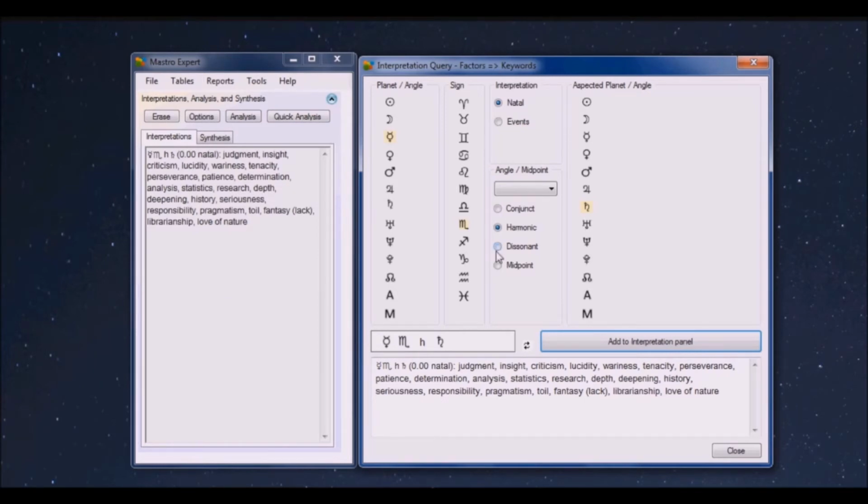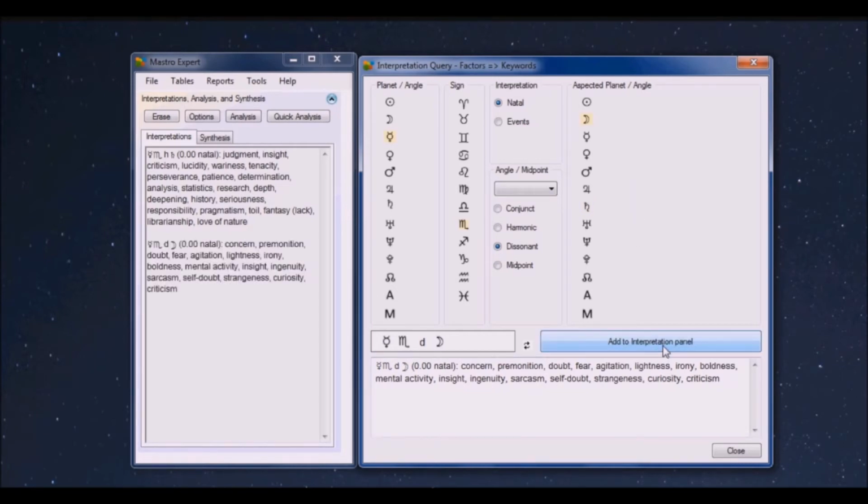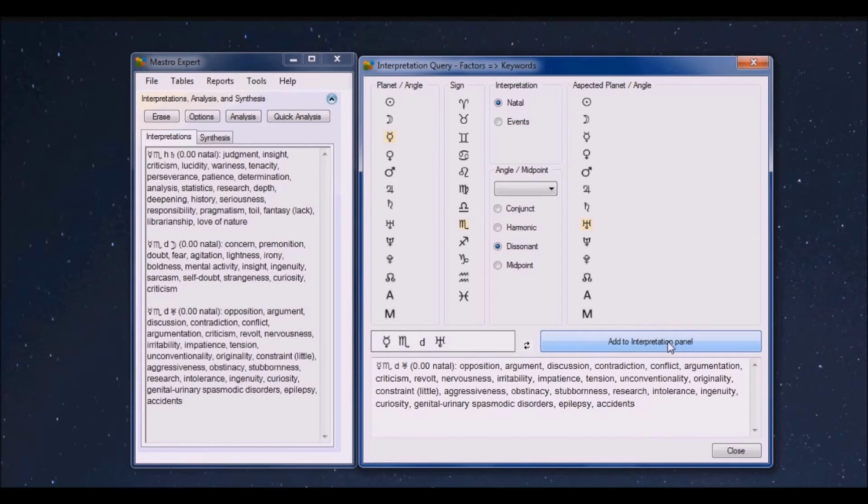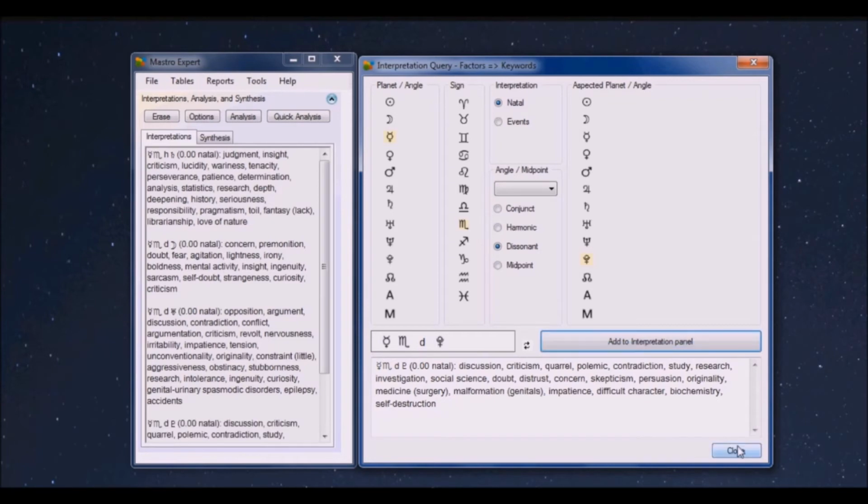So, from memory, I remember this Mercury Scorpio man also has a semi-square from Mercury to Moon. Agitation, fear, doubt, curiosity. I add it to the panel. I remember also that he has a sesqui-square from Mercury to Uranus: impatience, tension, opposition, discussion, contradiction, research. I add it. And finally, he has a square from Mercury in Scorpio to Pluto. Investigation, criticism, etc. I add it to the panel.